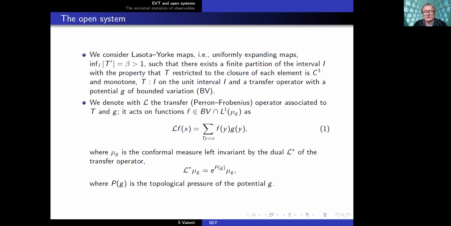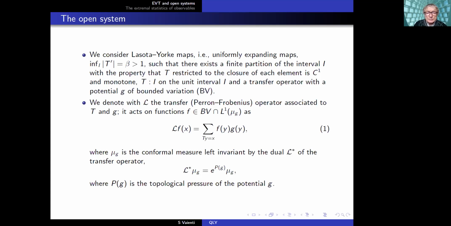The phase space basically is the interval [0, 1], and we took maps of the interval of a very particular kind, namely, the interval is partitioned into sets. On each of these sets there is a map which is smooth, with derivative larger than 1, and which is locally injective, but not necessarily onto the interval. We call these maps Lasota-Yorke maps.